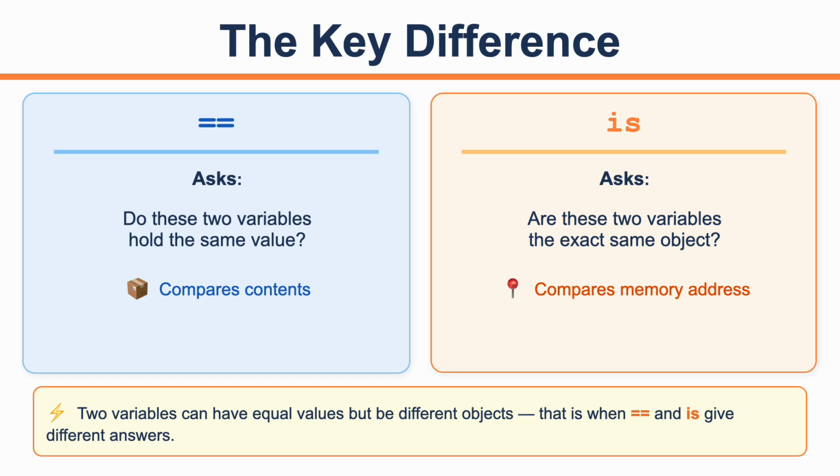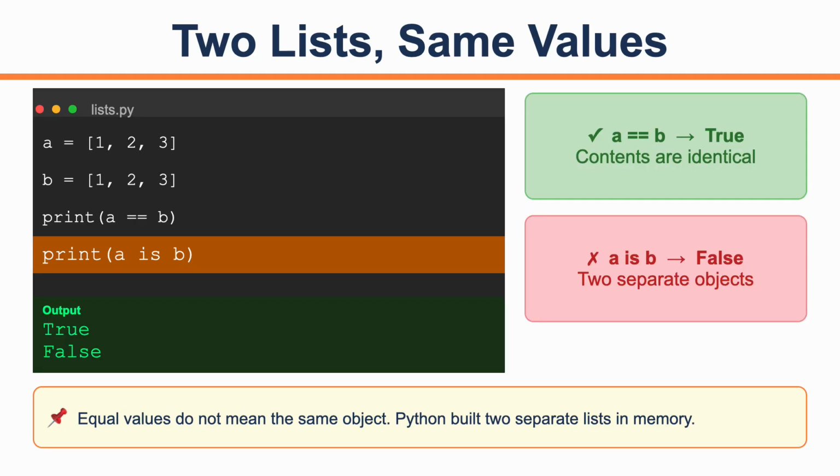This is the key difference between the two. Double equals asks whether two variables hold the same value. The is keyword asks whether two variables are the exact same object in memory. You can have two variables with equal values that are not the same object. That is when the results differ. Let us see that difference clearly.